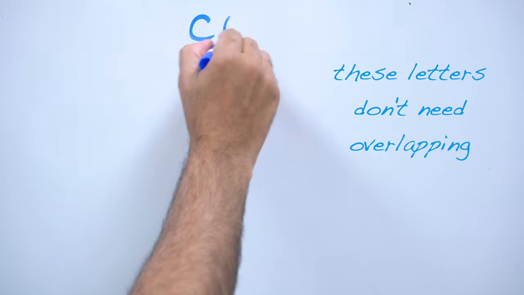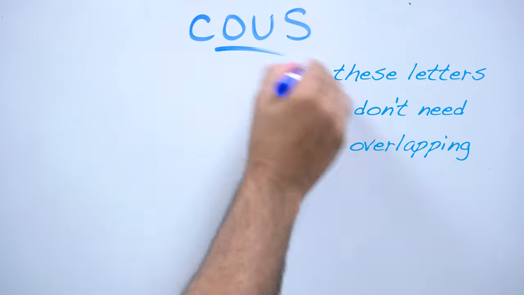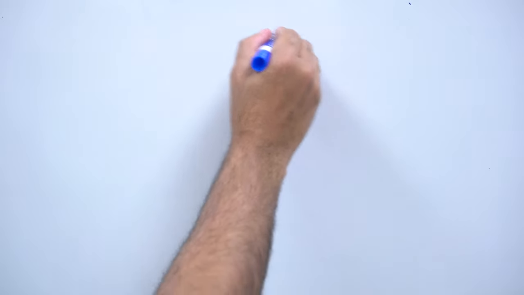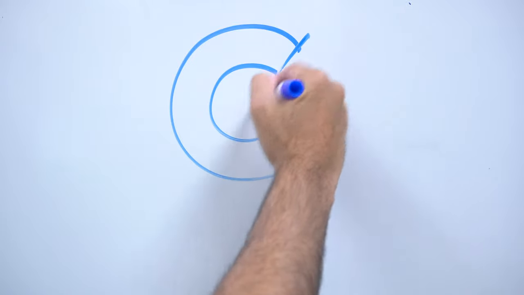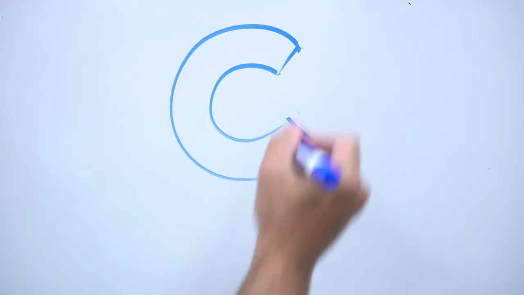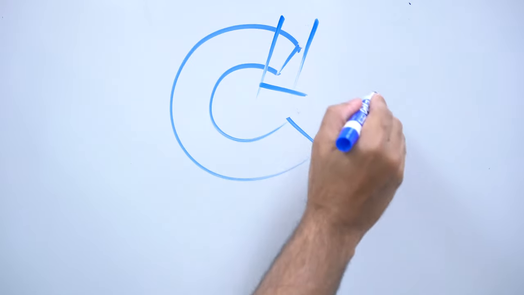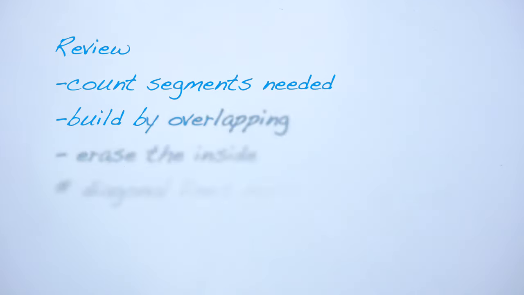All right, there are four letters that you don't need to do overlapping. C, O, U, and the S. These letters, you pretty much make them by doubling the letter itself. For example, you do a big C, and then another smaller C inside. Close the ends, and there you have it. There's another design element you could add, which are called serifs. Just simple decorations at the ends of the letters, just like that.